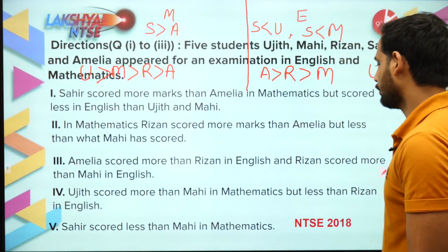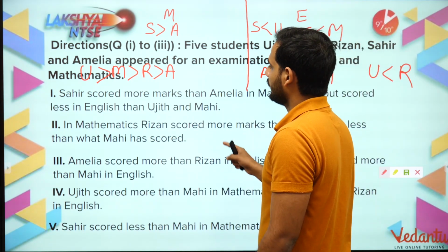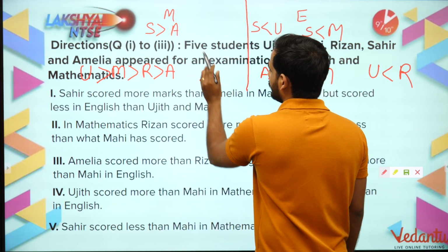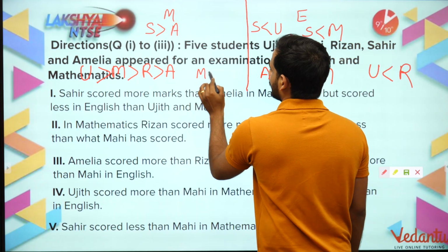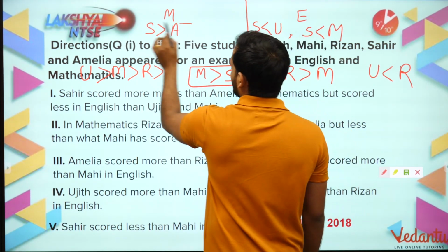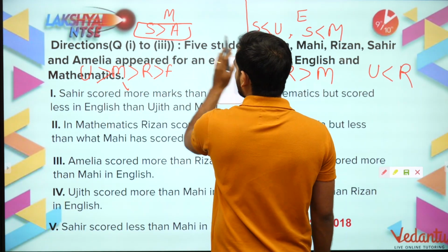Okay, Sahir scored less than Mahi in mathematics. So one more piece of information we have is that Sahir has scored less than Mahi. Okay, so Sahir is less than Mahi, but Sahir is more than Amelia.